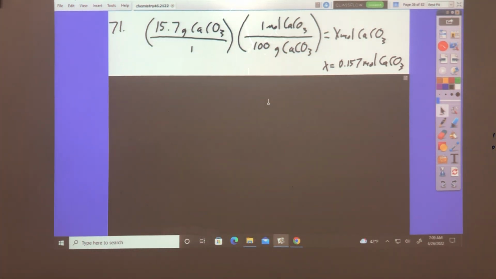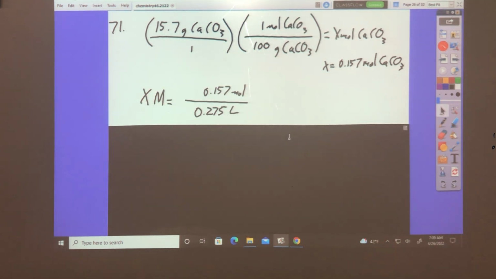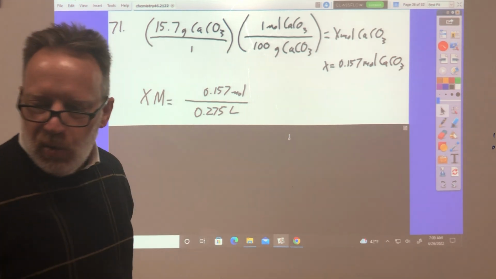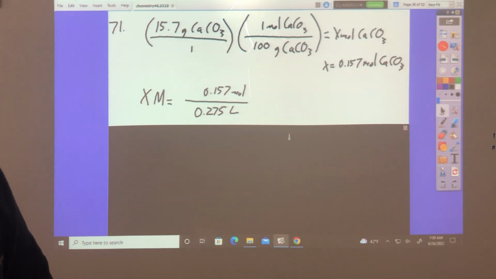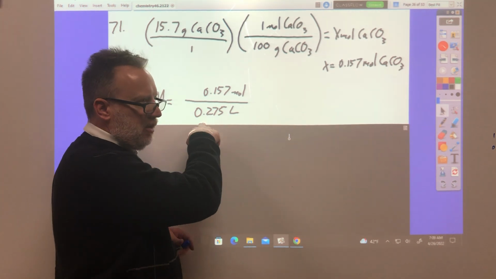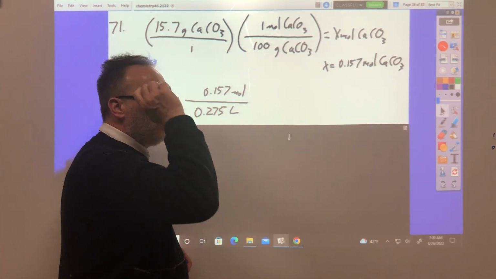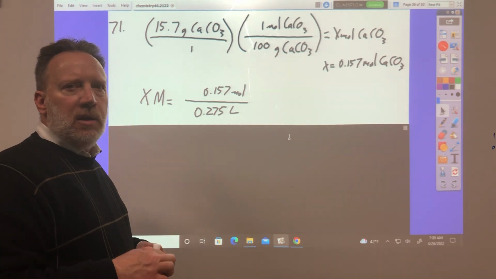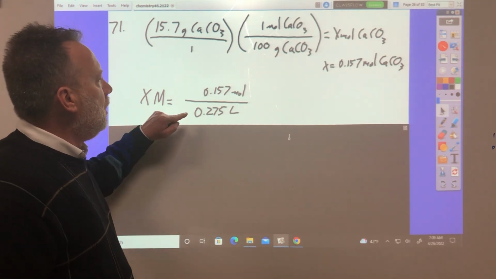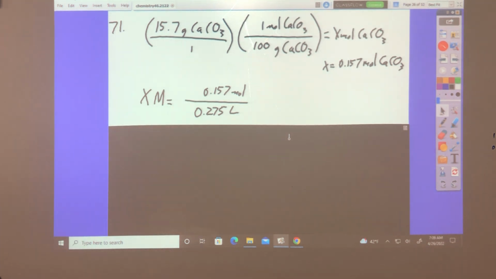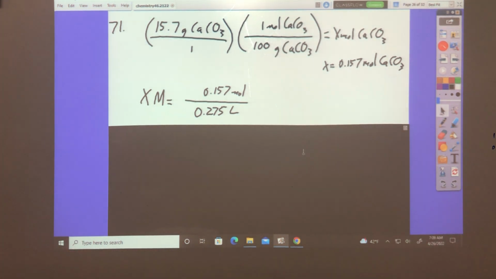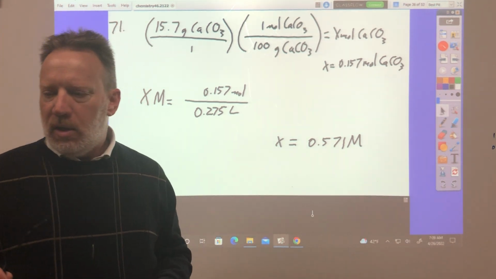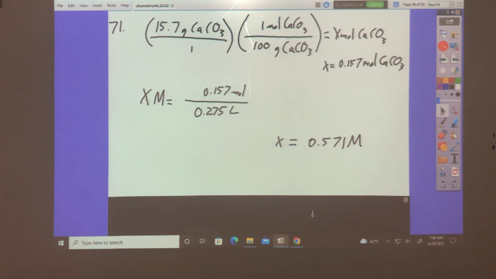And then you have to calculate the molarity. So let's put the moles over the liters of solution. 275 milliliters is 0.275 liters. Yes, you're expected to know the metric system and the conversion from milliliters to liters. I expected to know that a year ago. So when you divide these two on your calculator, it comes out to 0.571 molar.